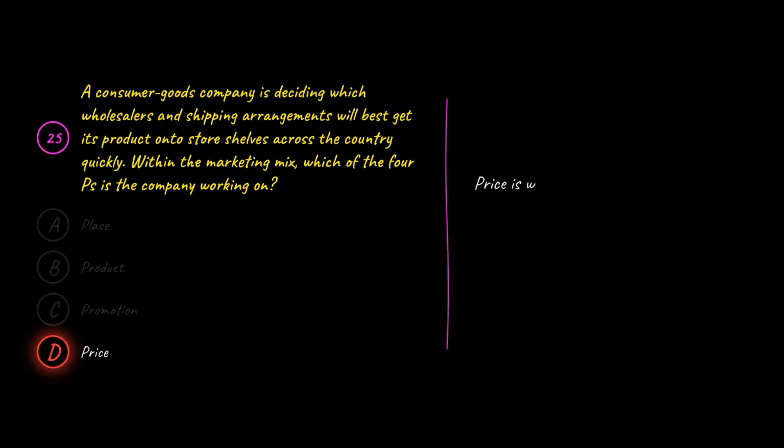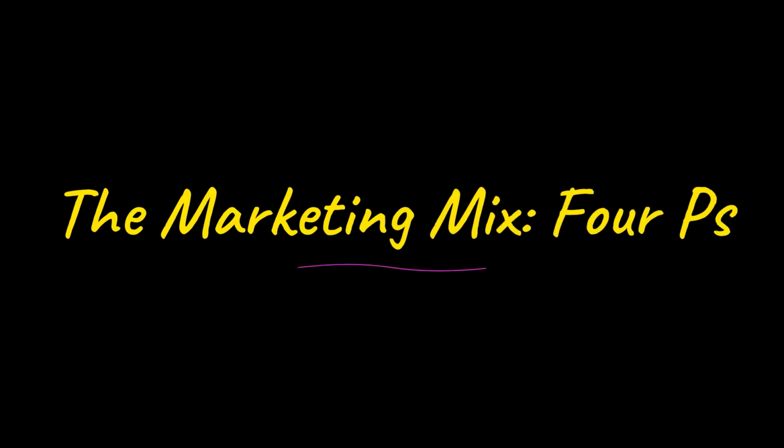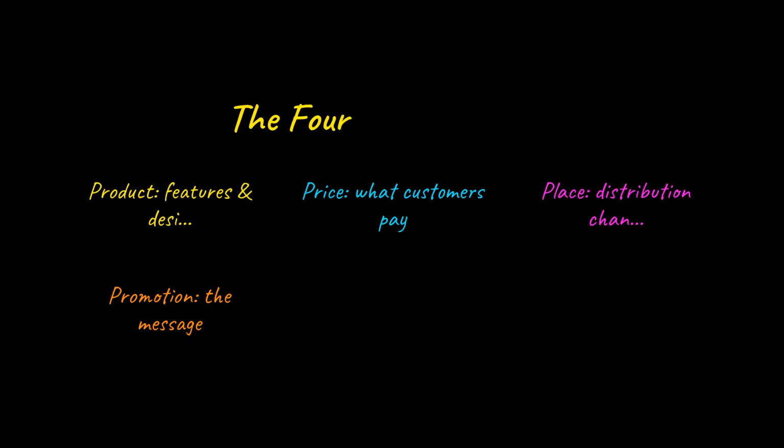D is wrong because price is what customers pay and the pricing approach used. The decision here concerns moving goods through channels, not setting a price. The marketing mix is the set of controllable tools a company blends to satisfy its target market. These tools are organized into 4 categories. The 4 P's and marketing success depends on how they're combined, not on any single one alone.